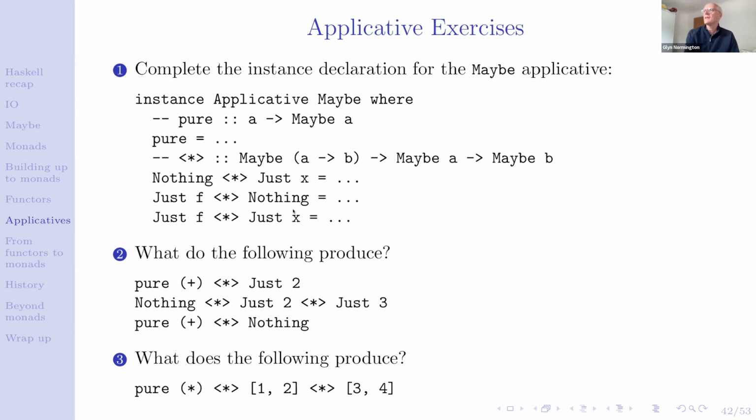So again, we're getting that kind of error propagation, if you like, for nothing. But it's two-sided this time. It applies to the function in the context. So if the function is not there, then we get some default error behavior. And if the function is there and we're applying it to a nothing value, then we get nothing. And otherwise, we carry through. And let's just work that through with some examples. So what does pure plus applied to just 2 give you?